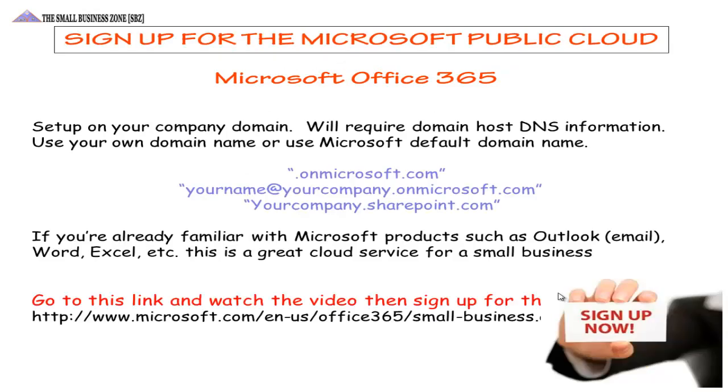In order to sign up and use the service, you can use your own domain. If you have a domain that's already registered, you can use that. Or you can use the Microsoft domain. The default Microsoft domain is the one you see listed here, which is on Microsoft.com. So for example, your email address would look like this: your name at yourcompany.onmicrosoft.com. Or the website would be yourcompany.sharepoint.com.